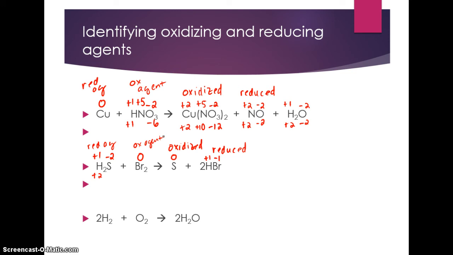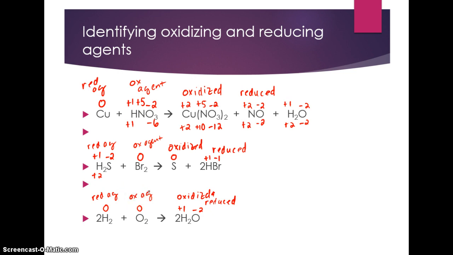Last example, and last for today. This is an element, so it's 0, element, 0. And this goes to a -2, and this goes to a +1. And so I look at it. Hydrogen goes from a 0 to a +1. It lost electrons, oxidized. Oxygen went from a 0. So if this hydrogen was oxidized, this is my reducing agent. Oxygen went from a 0 to a -2. It gained electrons. So this compound was oxidized and reduced, and that is okay. They can both be in the same one. This is going to be my oxidizing agent.